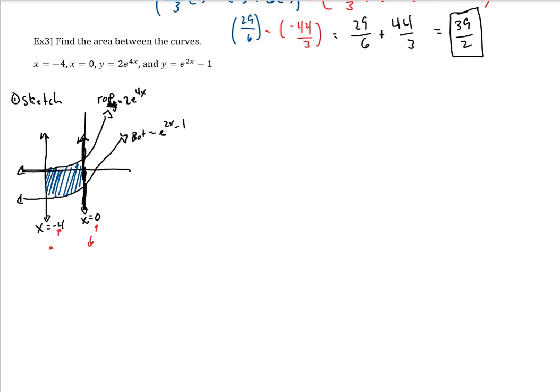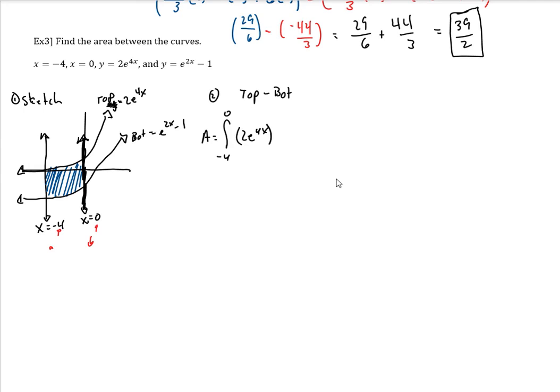And so now we could set up our integral. So step 2 is, remember, do the top minus the bottom. And so we have the integral from -4. So this is the area. So I'm going to use A equals for area. So -4 to 0. And then our top function is the 2e to the 4x.